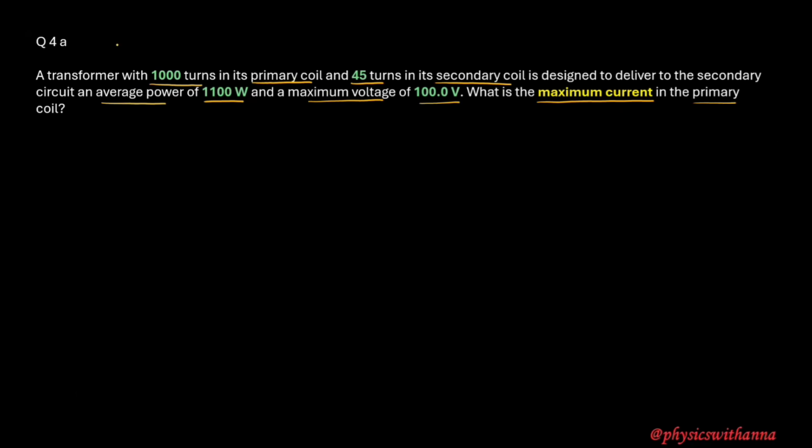So here we have a transformer with 1000 turns in primary coil. So I can write NP to be equal to 1000. The number of turns in secondary is 45. The maximum secondary voltage Vs is 100 volt, whereas the power average across the secondary is 1100 watt. We need to find the maximum current in the primary circuit.